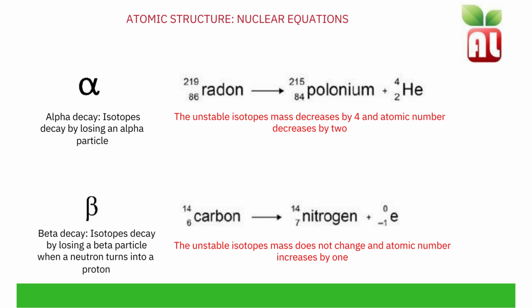A radioactive form of carbon, carbon-14, atomic number 6, loses an electron when a neutron turns into a proton. Therefore, the proton number increases by 1, giving us a new atomic number of 7, which represents the element nitrogen. As electrons have no mass, the mass number does not change, giving nitrogen a mass number of 14.